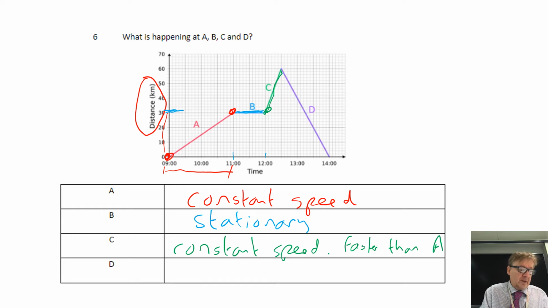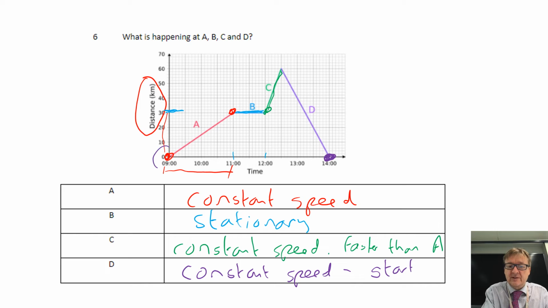D, right, it is again going at a constant speed. Okay, and you could do a comparison. I mean, it looks steeper than A, but not as steep as C. But the key to it here is, where is it here? So at that point there, there's a pretty good chance it is back to the start, because it is now 0 kilometres from where you started from.